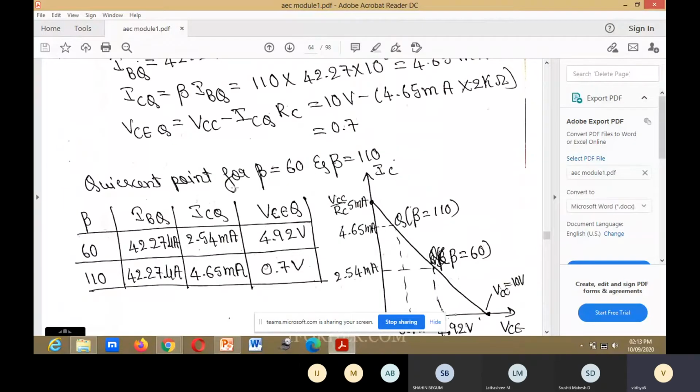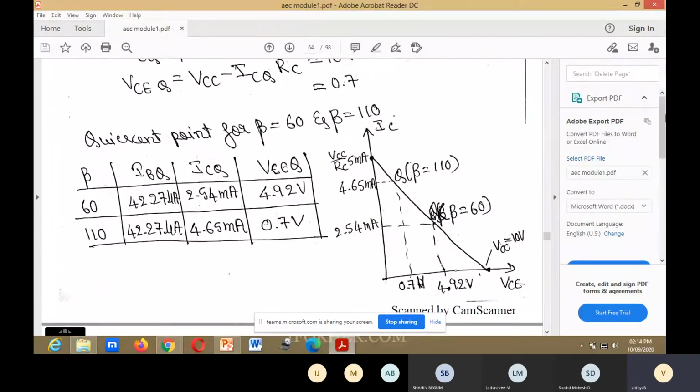This is the quiescent point for beta equal to 60 and beta equal to 110. When beta is equal to 60, you got IBQ 42.27 microamps. What is the value of VCE? You got 4.92. Mark the point here. Next, what about ICQ when it is 60? You got 2.54 milliamps. Join these two lines and write quiescent point.